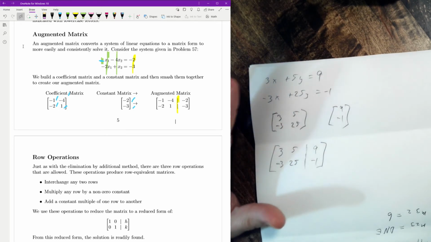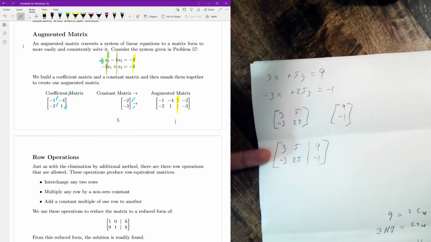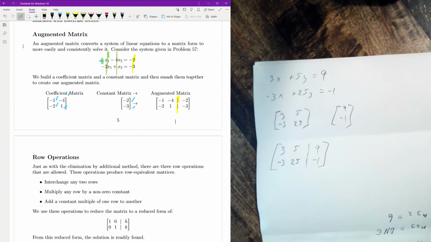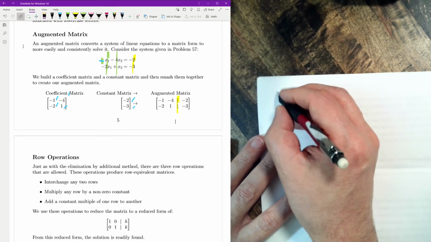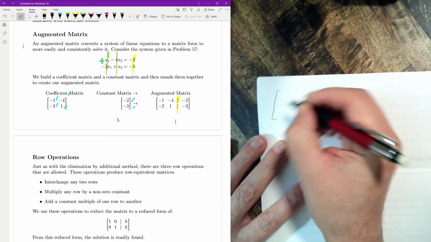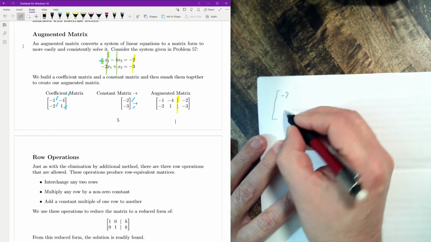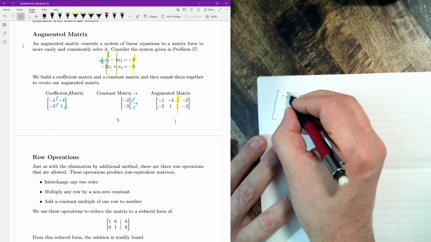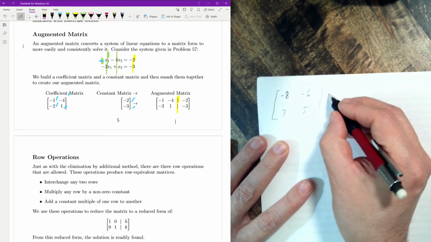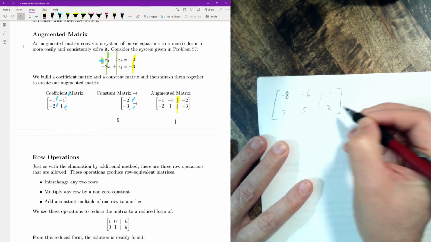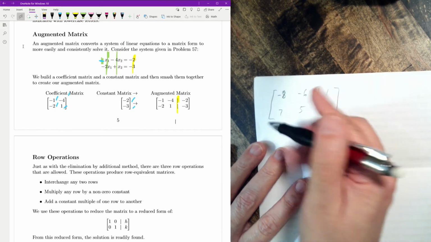Now this is something that goes both ways. We can go from having a system of equations to an augmented matrix, and we can also go from having an augmented matrix to having a system of equations. So let's say we start out with the augmented matrix minus 8, 7, minus 6, 5, 1, 2. So using this, we can convert this back to its original system of equations.